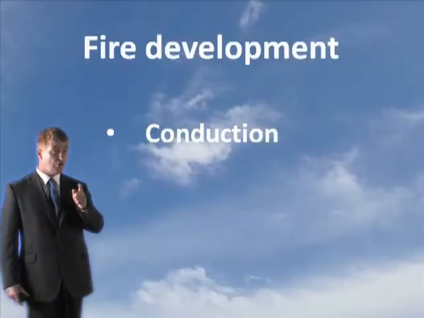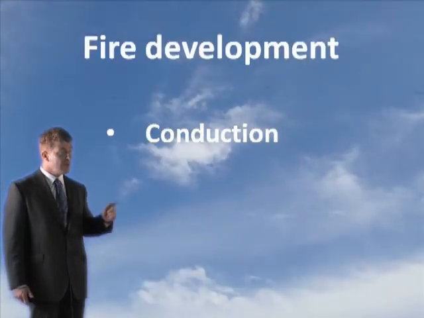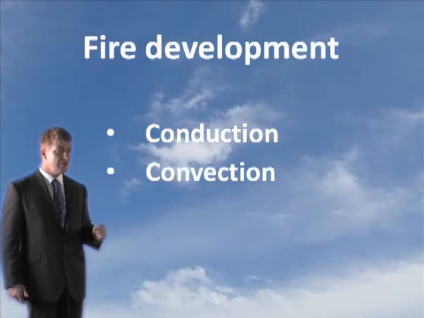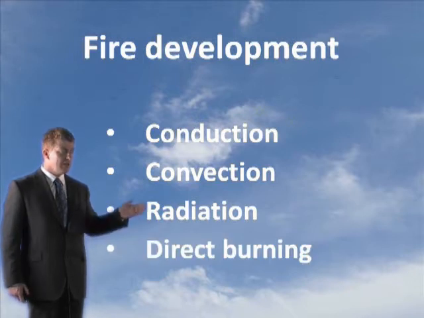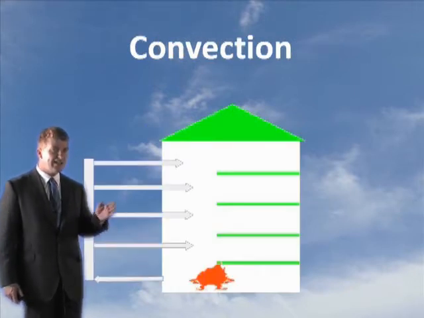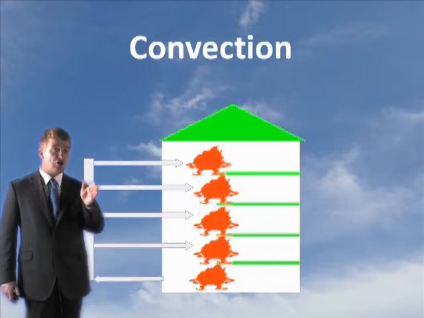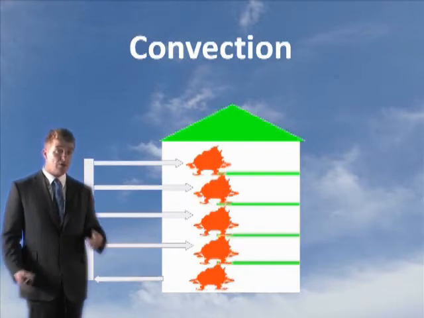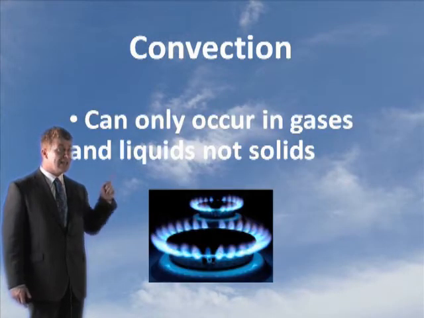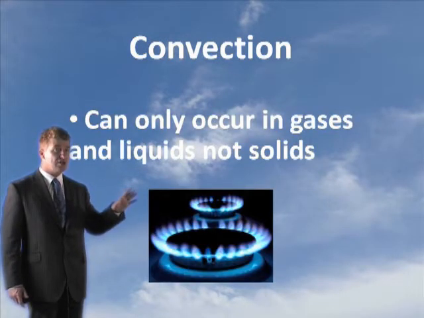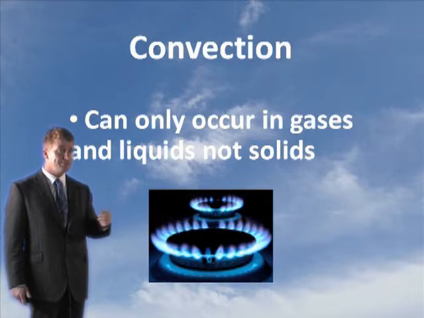Firstly, you've got conduction, convection, radiation, and direct burning. Let's go through convection first then. This is the most common cause of fire spreading in buildings, convection, hot air rising. The most common cause. Now, it can only occur in gases and liquids, not solids. So solids can't have convection.